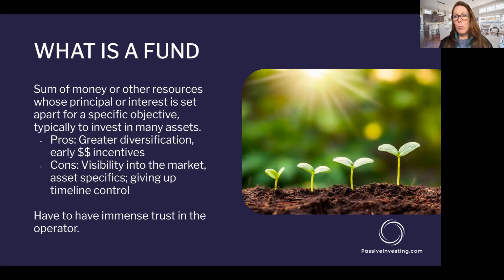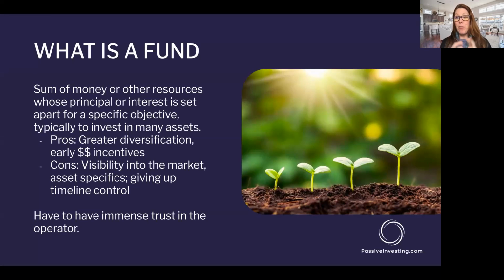So some great things here about funds is that you can get greater diversification. Okay, so maybe a fund is going to go purchase 20 self-storage buildings. And you can precede that fund, and the operator now is going to go shopping and try to close all those deals.